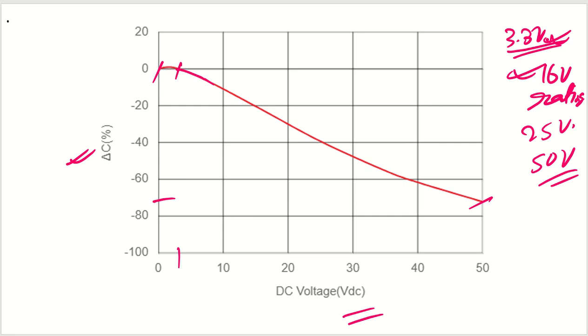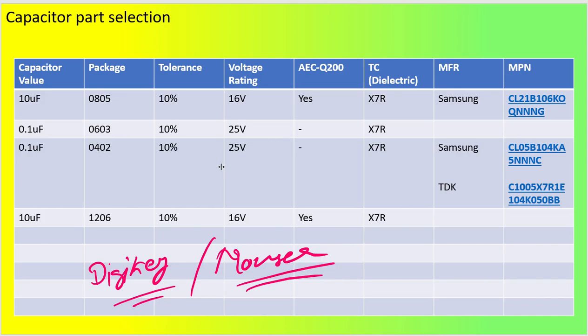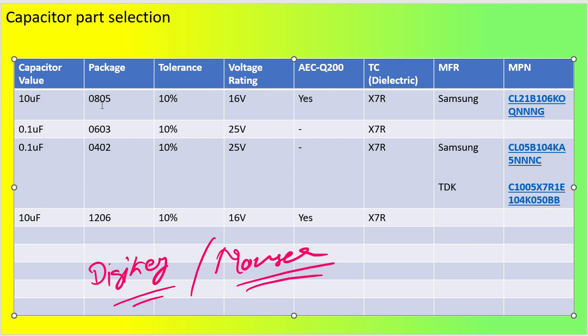Good. So with this, we'll take some examples. I have given here a 10 microfarad capacitor with this package size, 10% tolerance, 16 volt rating, AEC-Q200 and X7R, taken from Samsung Electro-Mechanics, and this is the part number, CL21B106KOQNNNZ. Similar to that, I have taken one more, a 0.1 microfarad capacitor.